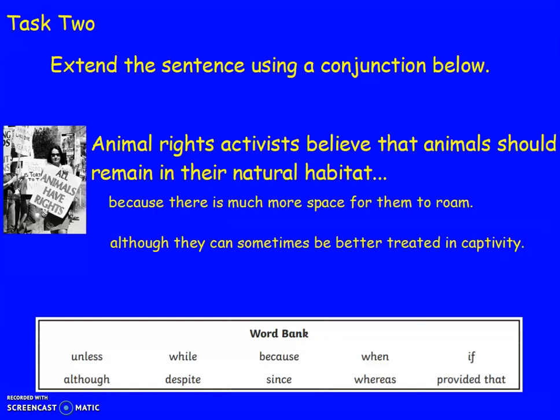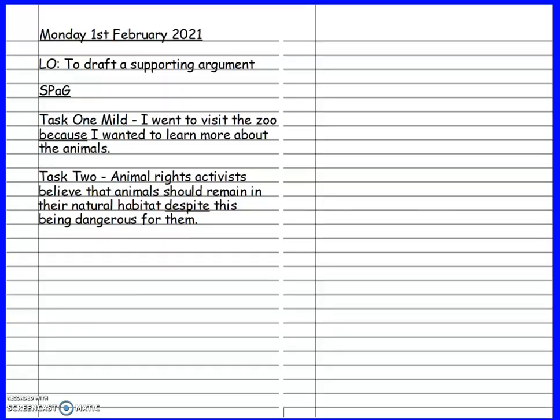Okay, so your books should now look like this with your task 1 and your task 2. If you can see, I've underlined my conjunction again. So this is another example, despite this being dangerous for them. Okay, so give yourself a tick if you think you've got these SPaG starters right, and I will have a look at them when you bring your books back on Friday.